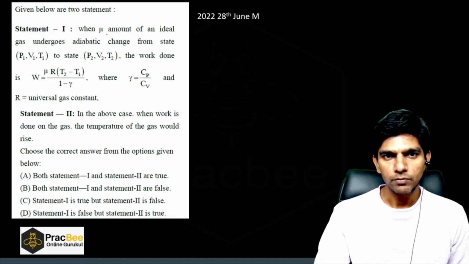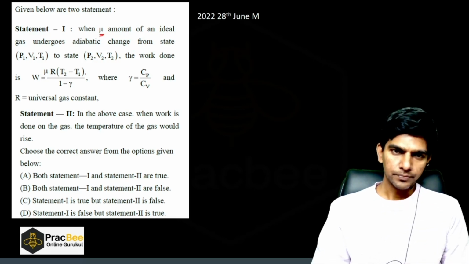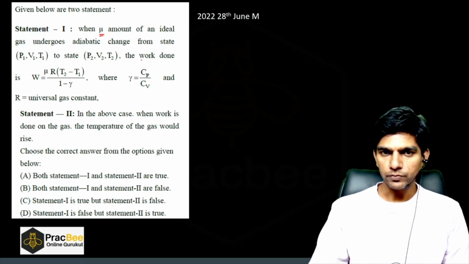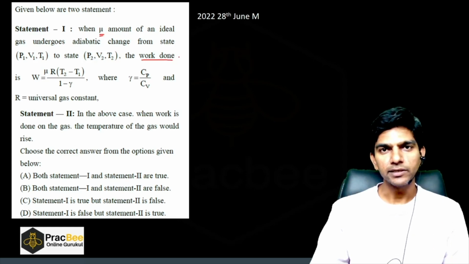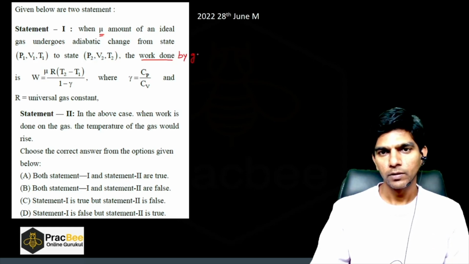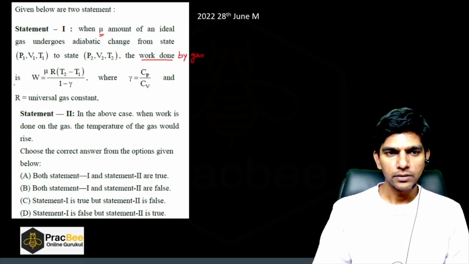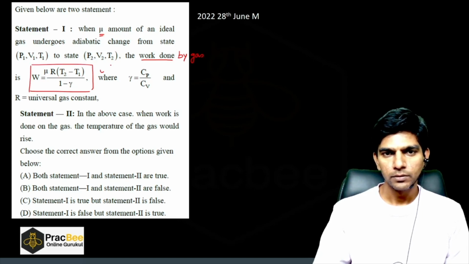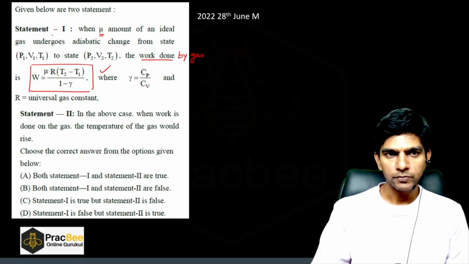Statement 1: when mu amount of an ideal gas undergoes an adiabatic change from a state P1, V1, T1 to state P2, V2, T2, the work done is mu R (T2 minus T1) upon (1 minus gamma). So this mu is nothing but the moles, right? When only work done is given in a statement, you always take it as work done by a gas, right? So yes, that is correct, where gamma is Cp by Cv. So statement 1 is correct.